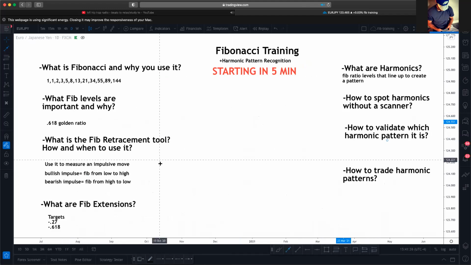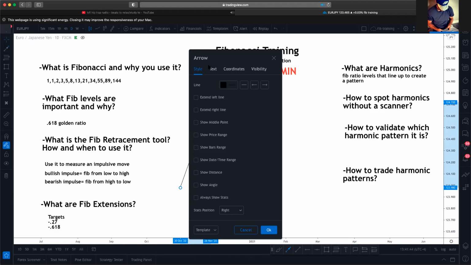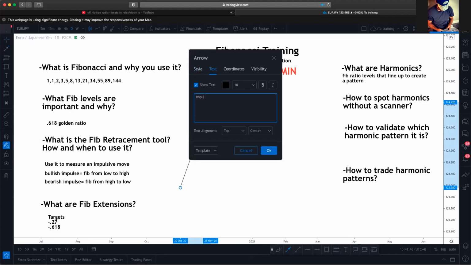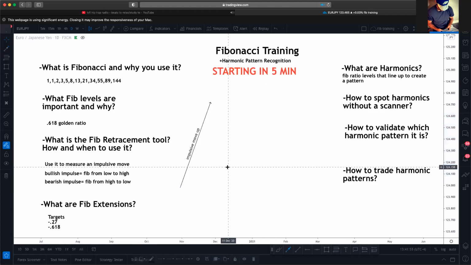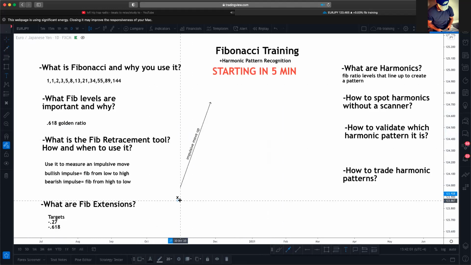So like I said, what you want to see first is an impulsive move to the upside. So let's call this an impulsive move up. Let's put that at like 14. Okay. So that creates the X to A. And let's make this over here in A.